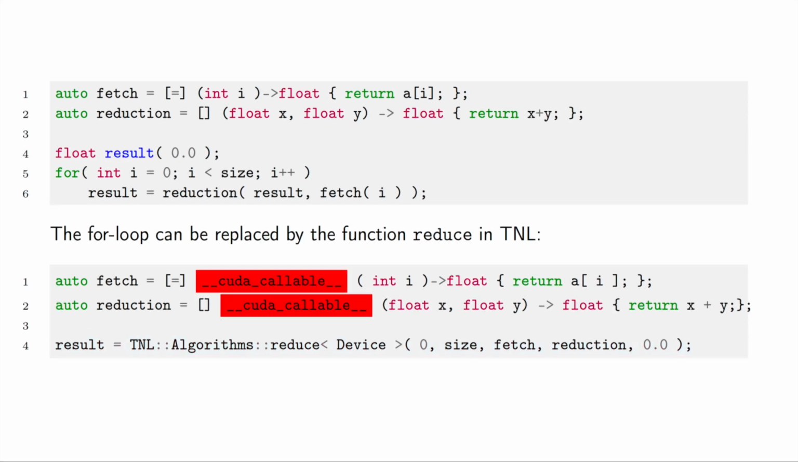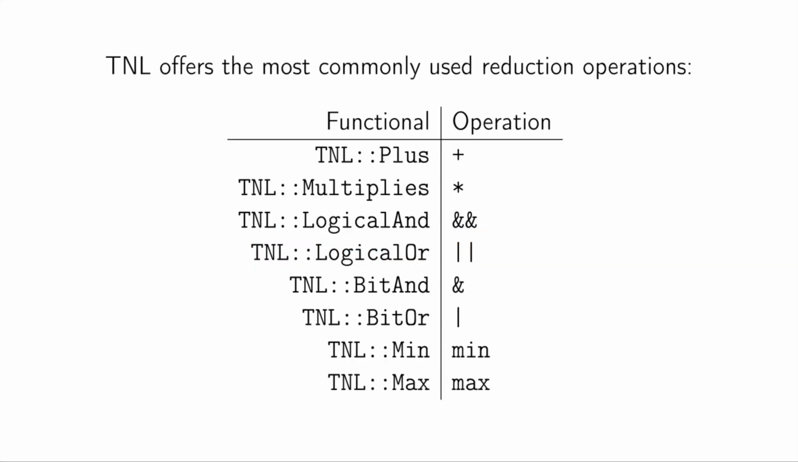For the reduction to run correctly on the GPU, we need to mark the lambda function as CUDA callable, which tells the compiler to compile them for both the CPU and GPU. To simplify the code, TNL offers predefined commonly used reduction operations as seen in this table. Plus for addition, multiplies for multiplication, logical AND for logical AND, logical OR for logical OR, bit AND for bitwise AND, bit OR for bitwise OR, min for minimum, max for maximum.